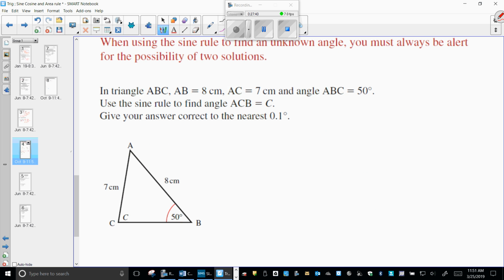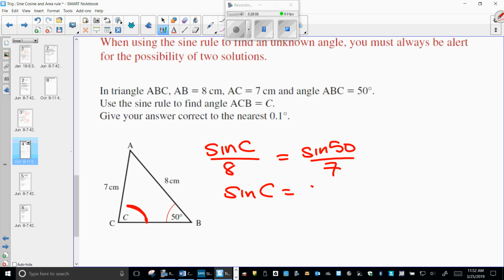Okay, so here's our diagram. They've asked to find this angle here. So we would say sine C over 8 is equal to sine 50 over 7. Is this little c or big C? This is big C, it's an angle. So we would have sine C is sine 50 over 7 multiplied by 8.